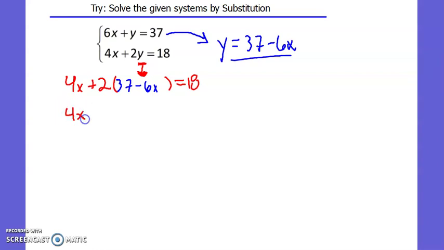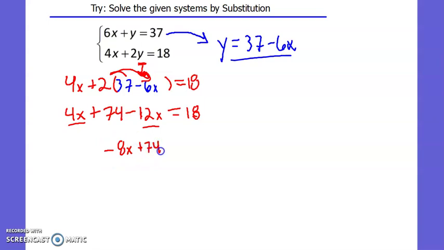Again, that's 4x. 2 times 37 is going to be 74. And again, 2 times 6x would be a minus 12x. Doing a little distributing. Don't forget we're still equal to 18. We don't want to lose that equal sign. We can add some like terms. 4x minus 12x would be a negative 8x plus 74 equals 18.